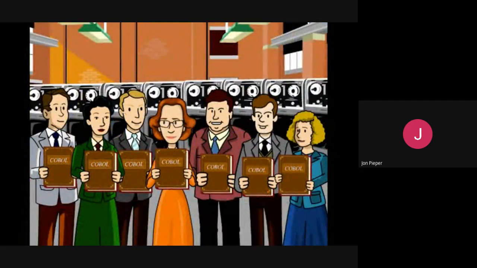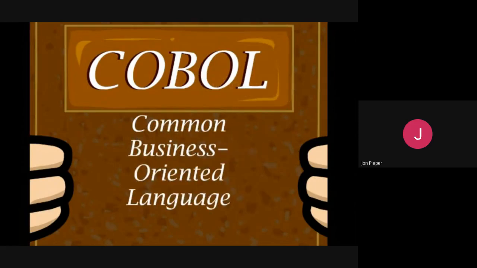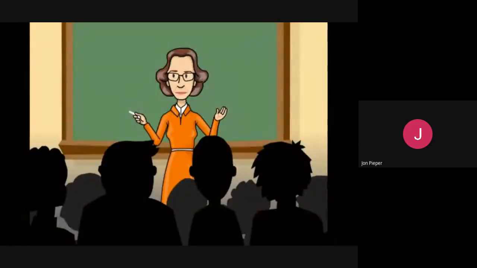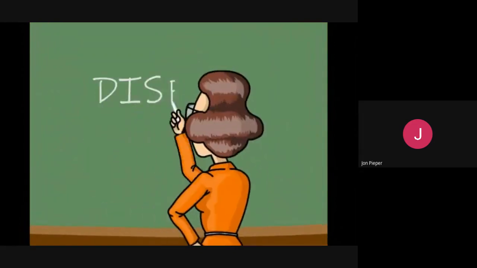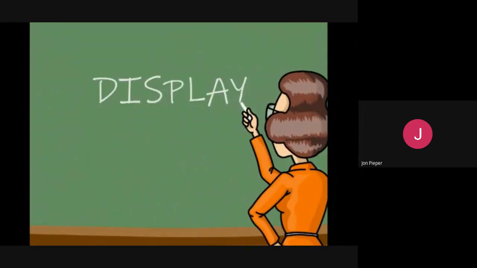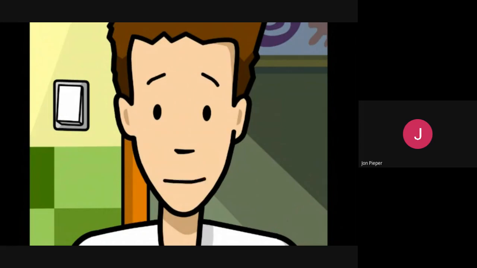So Hopper and a team of programmers built a language that got even closer. They called it COBOL, Common Business-Oriented Language. Its commands were English words that made intuitive sense. Like the command to show something on a screen is display. COBOL soon became the most widely used programming language, and Hopper became something of a celebrity.